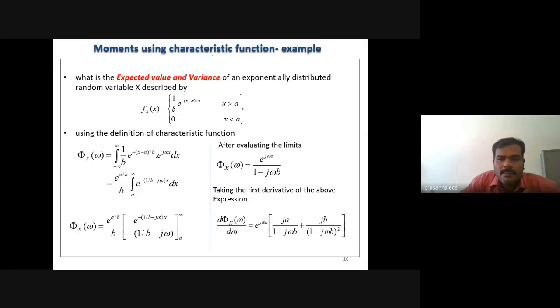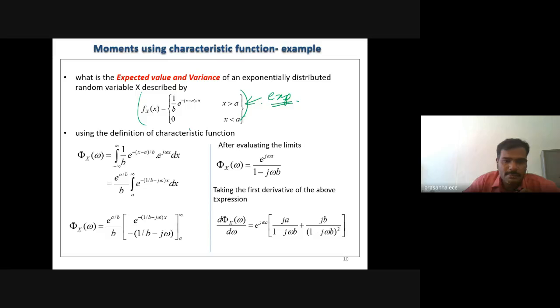Okay, so there is one example I have given for calculating moments using characteristic function. I'm taking the same exponential distribution, the same as example 1 and 2. I'm taking the exponentially distributed random variable, that is 1 by b into e power minus of x minus a divided by b, the same function. Now we can see how it becomes easy for us to calculate up to the moment mu3. Up to the value of 3, we are able to calculate just by using our characteristic function.